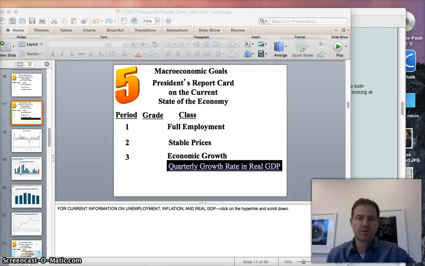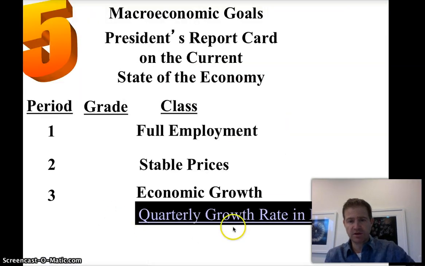Hi everyone, and we're back with part two of the president's report card. So President Trump and former President Obama go to their third class of the day, which is economic growth. You can see this little part down here that says quarterly growth rate in real GDP. When we talk about economic growth, what we're really talking about is a change in real GDP.